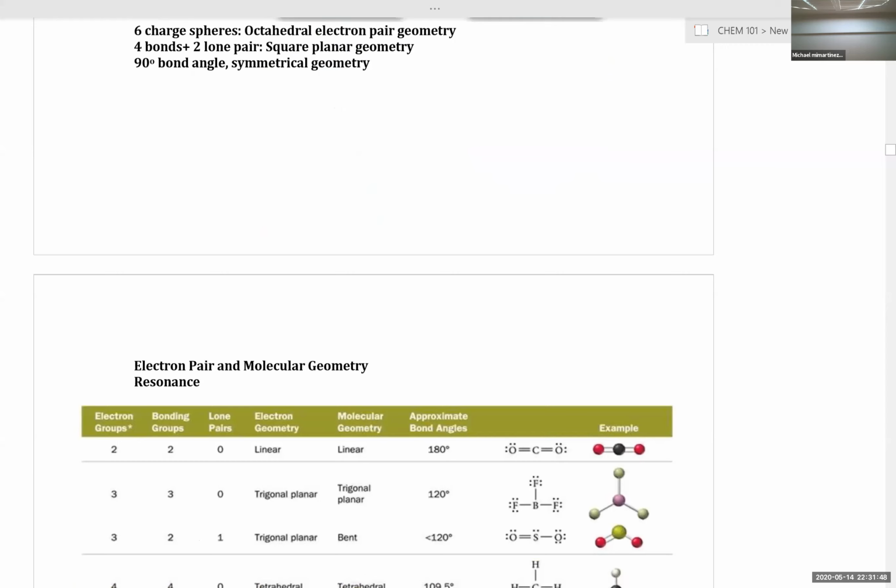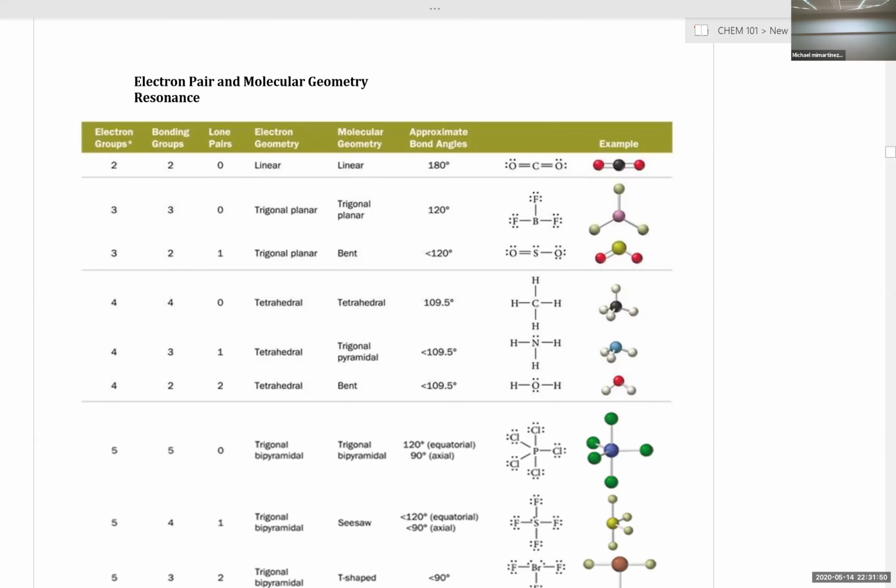And here's a nice little summary table for our electron and molecular geometry. So if we have two charged spheres, we call these sp centers. Three charged spheres, we call sp2. And four charged spheres, we call these sp3 centers.